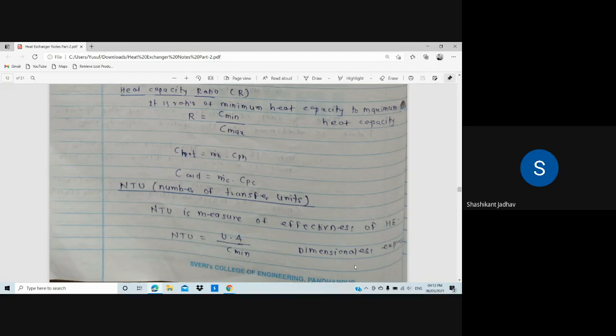Okay, so all of you write down next point, NTU in bracket number of transfer units. Write down NTU is a measure of effectiveness of heat exchanger.